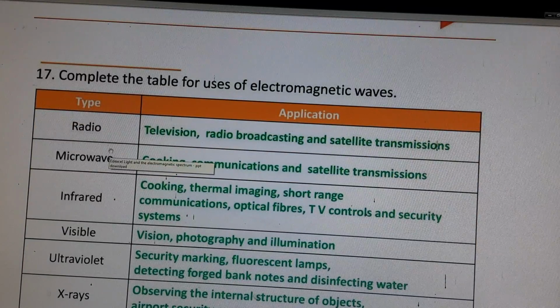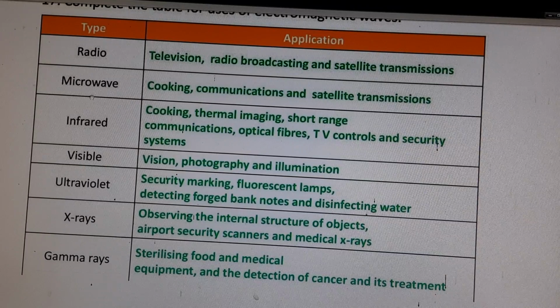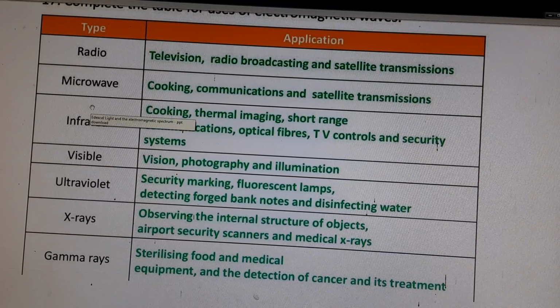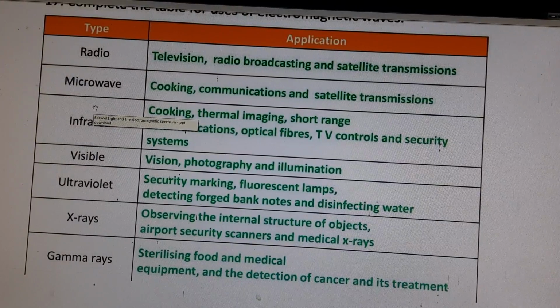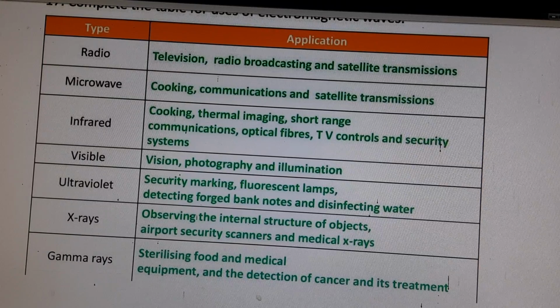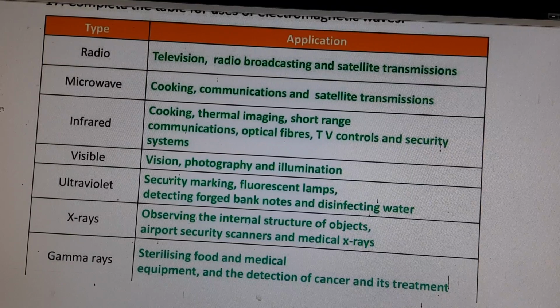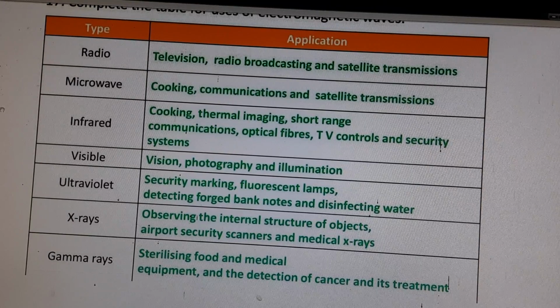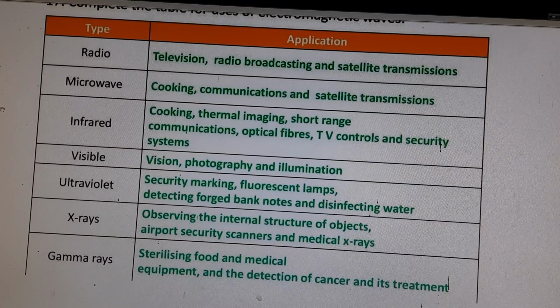And now the applications of electromagnetic waves. We can observe 7 electromagnetic waves. The first one is radio waves, used in television, radio, broadcasting and satellite transmissions. Microwaves are used for cooking and communications and satellite transmissions. Infrared rays are used for cooking, thermal imaging, short range communication systems, optical fibers, TV controls and remote controls, remote switches, electronic switches and security systems.